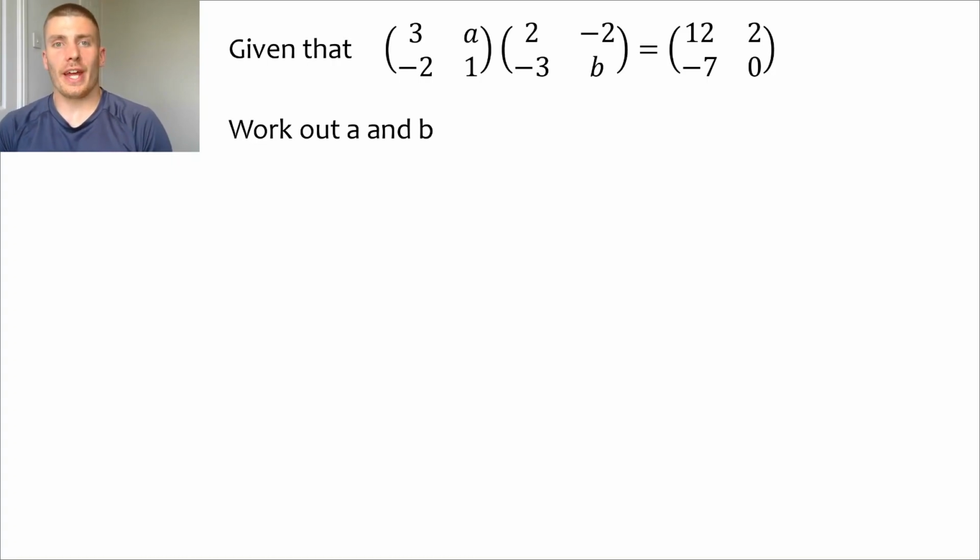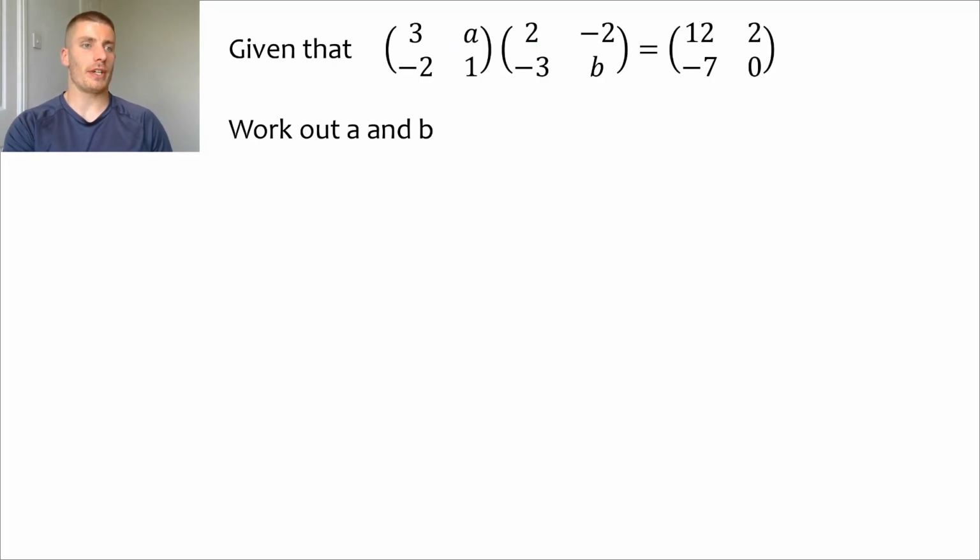Okay, so nice question here, which is looking at matrix multiplication where you want to find unknowns within the question. What you've got here is two matrices being multiplied together, and it is equal to this matrix, and it's saying work out the values of A and B. Now, how do you do this? You just work through your matrix multiplication as normal and you're going to see how it unfolds nicely. So let's begin by multiplying through these two matrices.